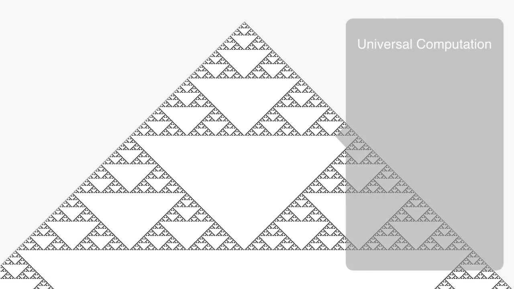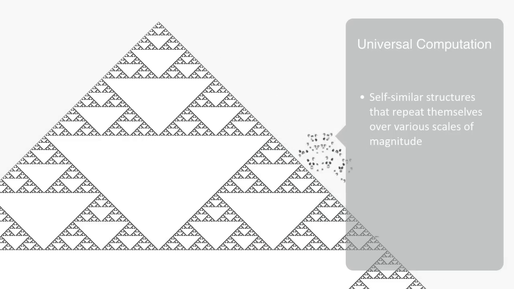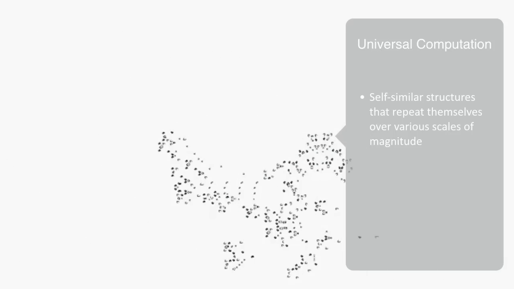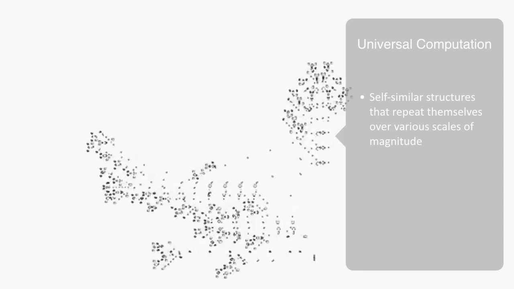Since the advent of the Game of Life, new, similar cellular automata have been developed that can do all sorts of things, such as create fractal patterns, that is, self-similar structures that repeat themselves over various scales of magnitude. Other games create patterns that can reproduce themselves. We might ask, is there anything that these automata can't do?